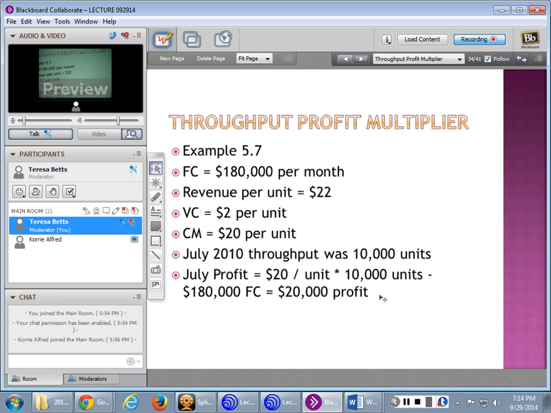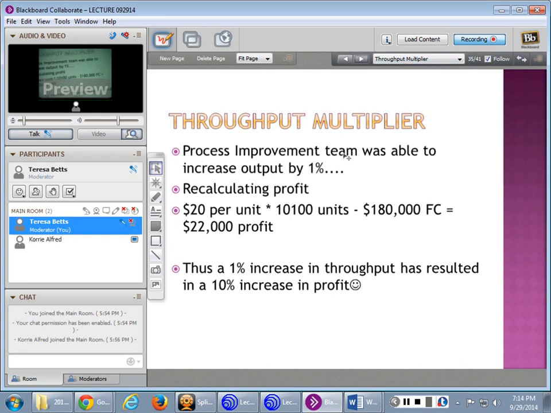Let's say then that we are able to eliminate waste and improve the output in August by 1%. So instead of 10,000 units, now we have 10,100 units. And so we recalculate our profit, and it's $20 per unit times 10,100 units minus $180,000 of fixed cost, which gives us $22,000 of profit. Thus, a 1% increase in throughput has resulted in a 10% increase in profits. And that's because your fixed costs are already covered, right? So that's why you get that magnifier effect.